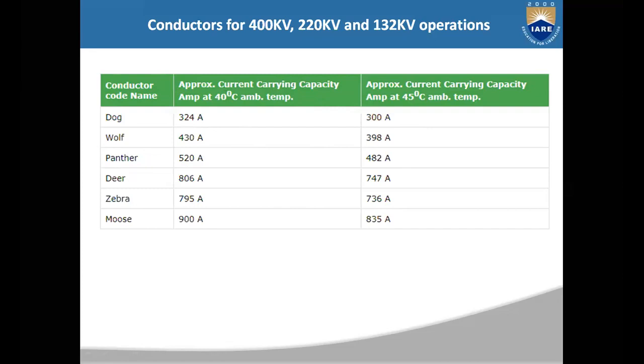As the conductor diameter or conductor size is increasing, as you are increasing the voltage, your conductor should carry very high current also. The current carrying capacity of the conductor will also increase as the voltage level of the conductor increases. So the Moose conductor will have 900 amperes at 40 degrees centigrade. This is the maximum current carrying capacity of the Moose conductor at 40 degrees centigrade, and at 45 degrees centigrade it is 835 amperes.